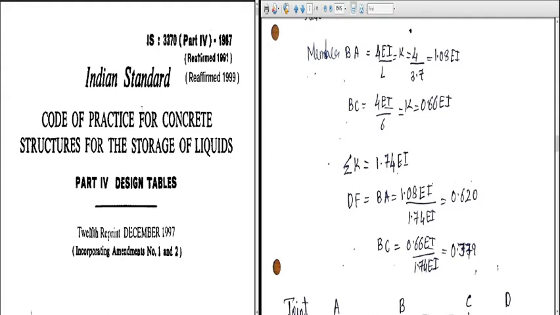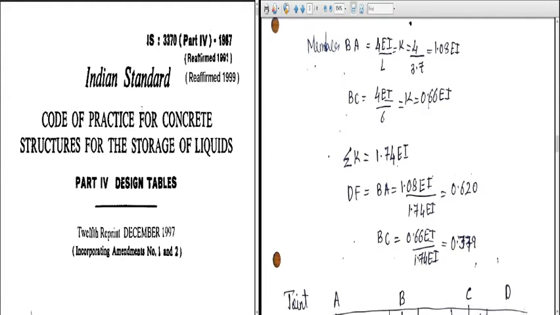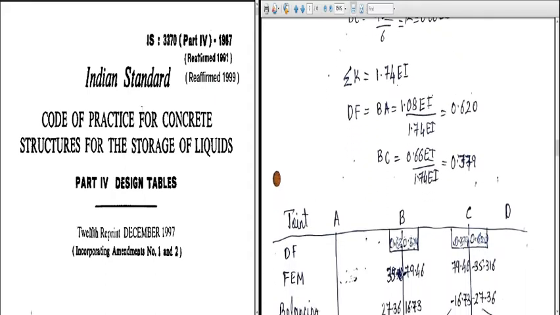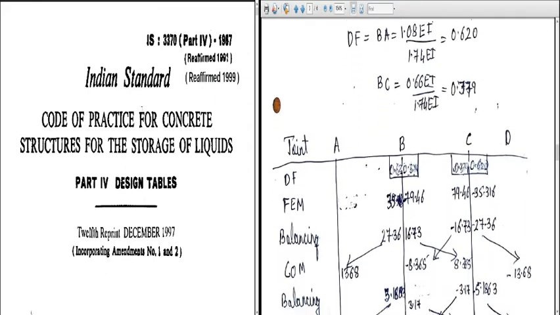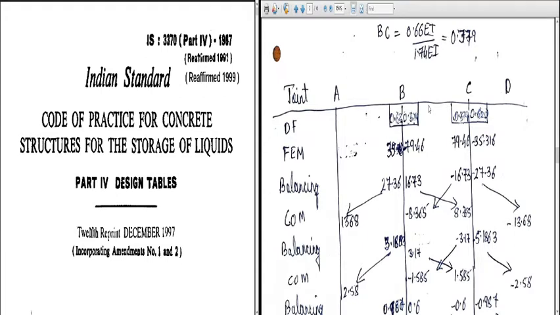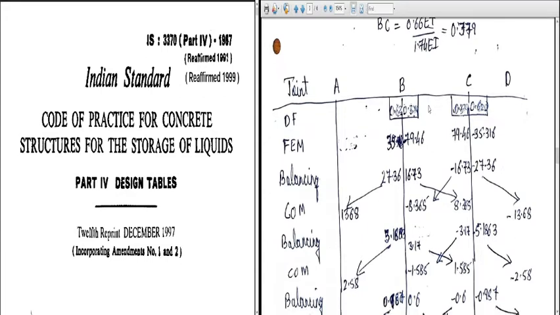Similarly, DF, distribution factor, which is nothing but BA is equal to 1.08 EI divided by 1.74 EI, which is 0.620, and for BC 0.66 EI divided by 1.74 EI, which is 0.379. Okay, so similarly we will write here joint A, B, C, D. Then we wrote the distribution factor 0.62 and 0.379, 0.379 and 0.620. Fixed end moments we wrote 35.316, minus 79.46, 79.46 and minus 35.316.